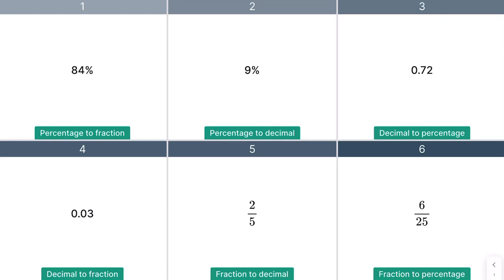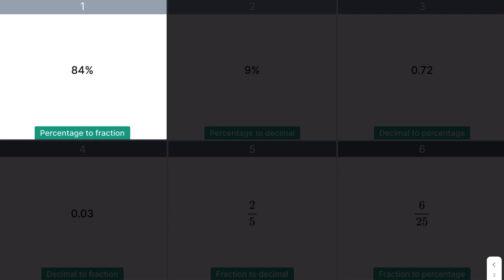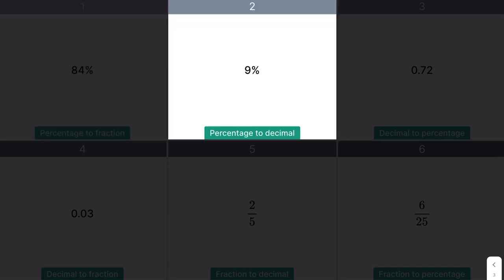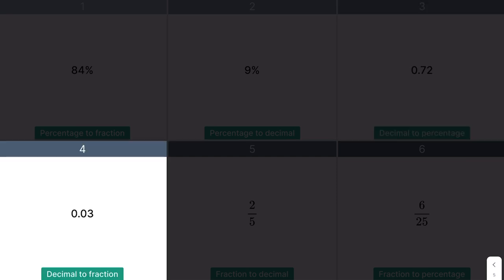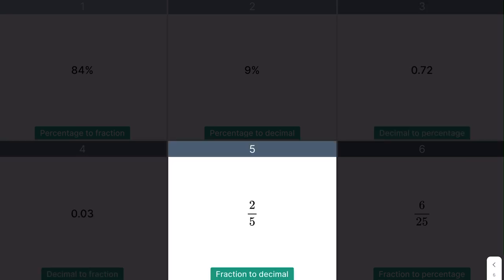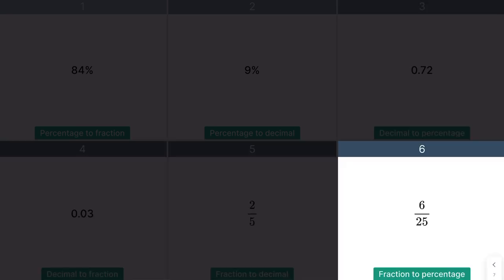Fractions, decimals, and percentages is what we're going to look at in this video. It's split into 6 parts. So we're going to start off by looking at converting a percentage to a fraction, and then a percentage to a decimal, and then we're going to move on to decimal to a percentage, and then decimal to a fraction, and then finally we're going to wrap up with fraction to a decimal and fraction to a percentage.